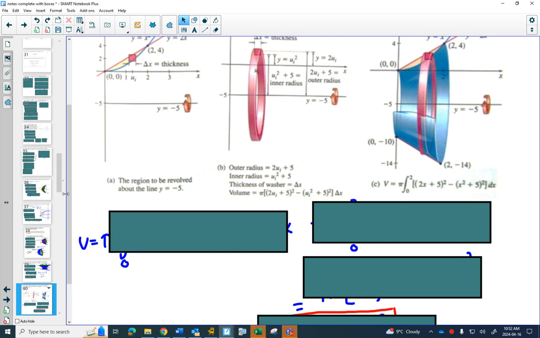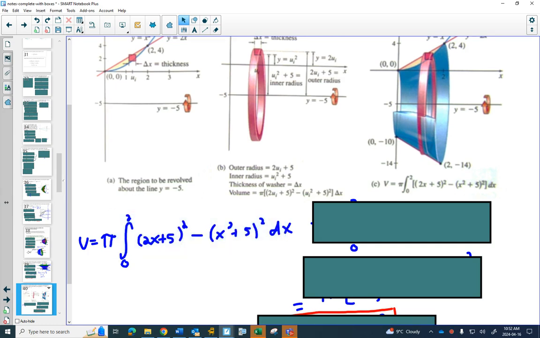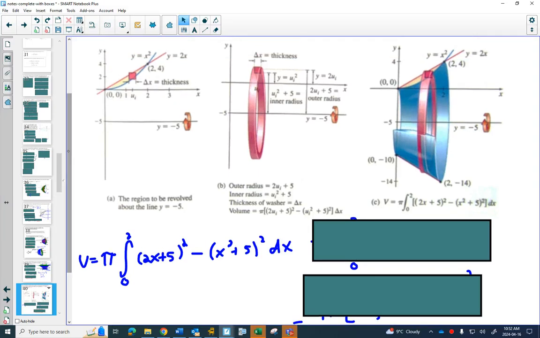So what do we have to do? We have to find our volume, which is our bigger radius minus our smaller radius. Our bigger radius is the red line. That's our 2x line. And the 2x would just get us back to the x-axis. We would have to add another 5 to get to y equals -5. Our smaller one is the x squared graph, and we would also have to add 5 to that to get to that -5 line that we're rotating around.